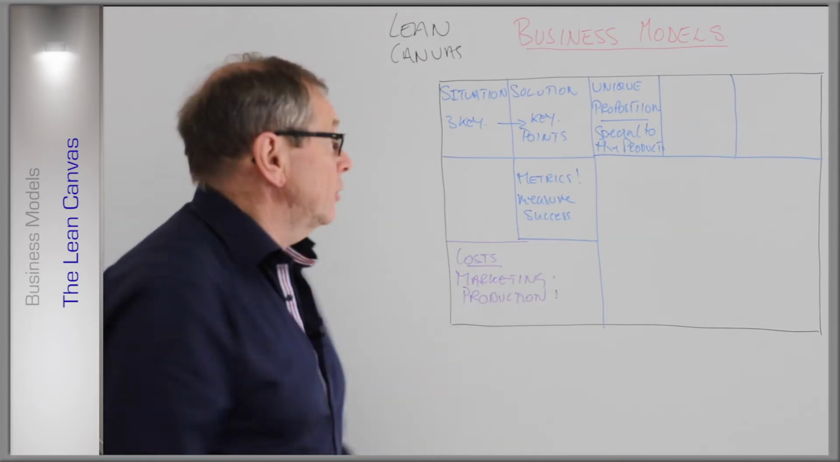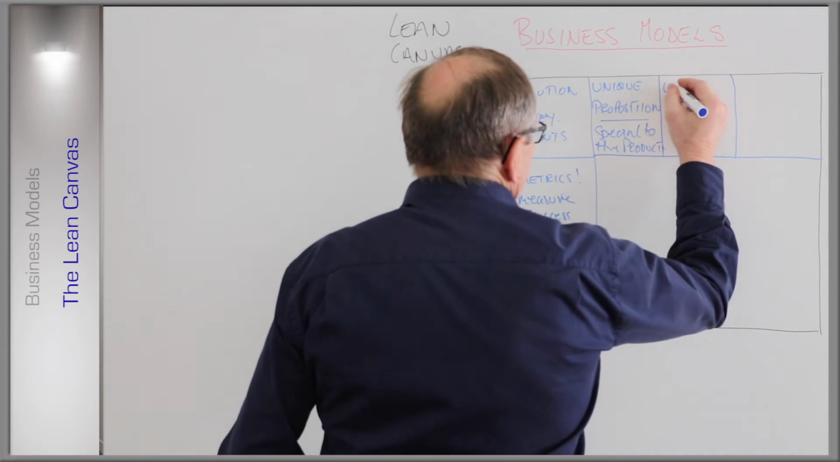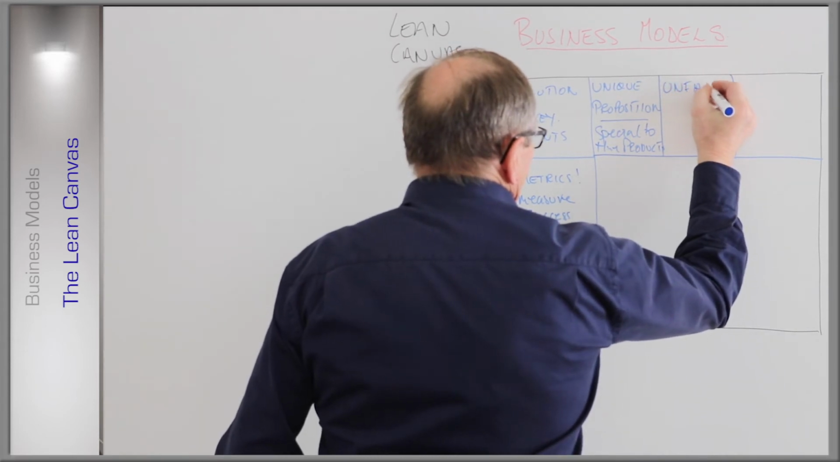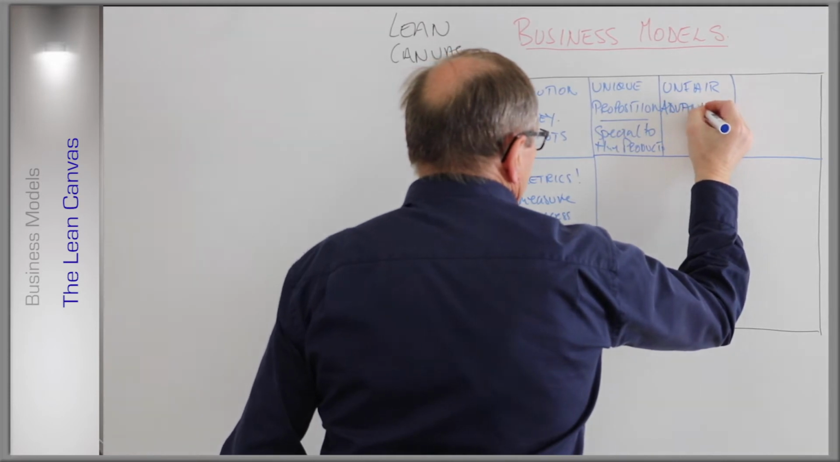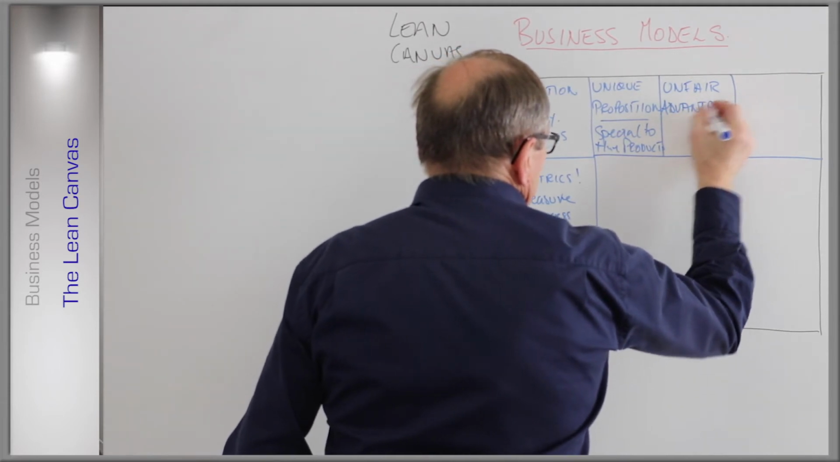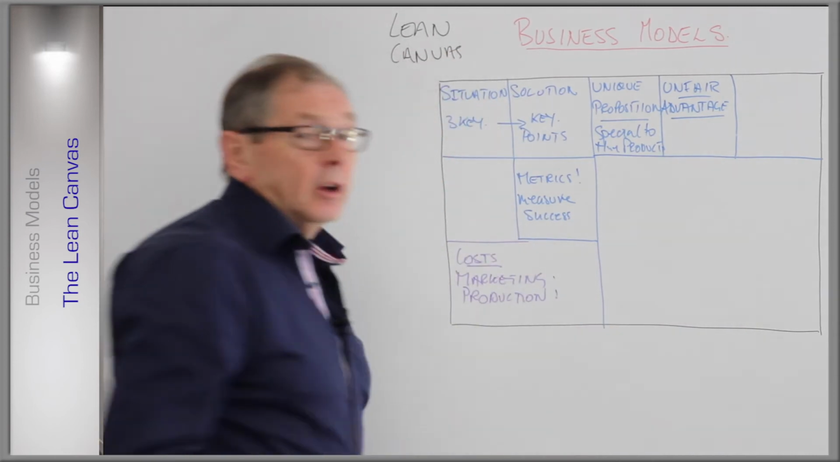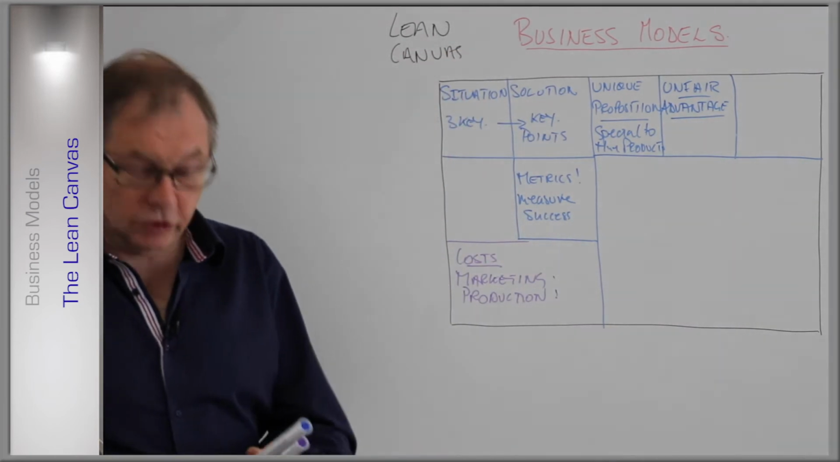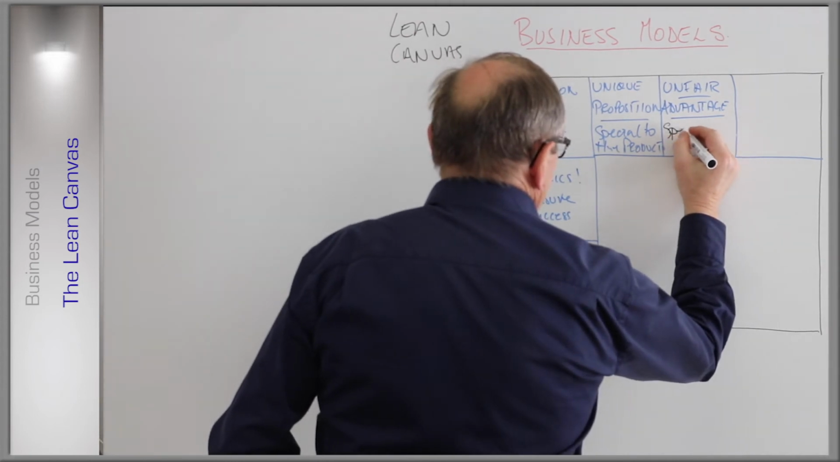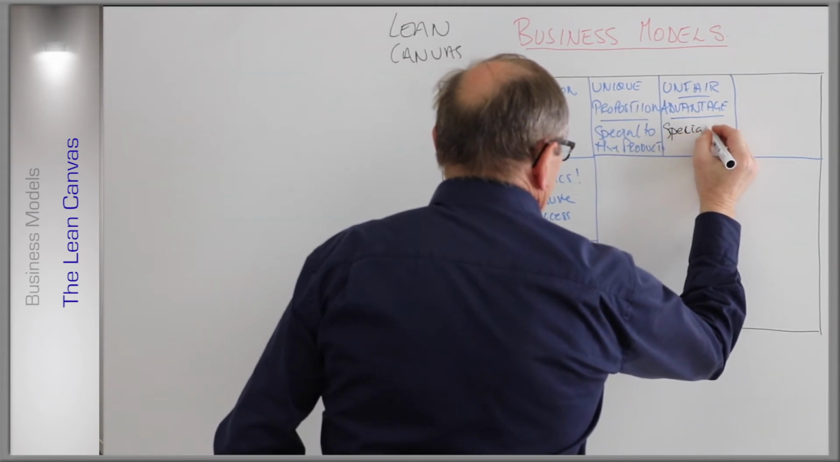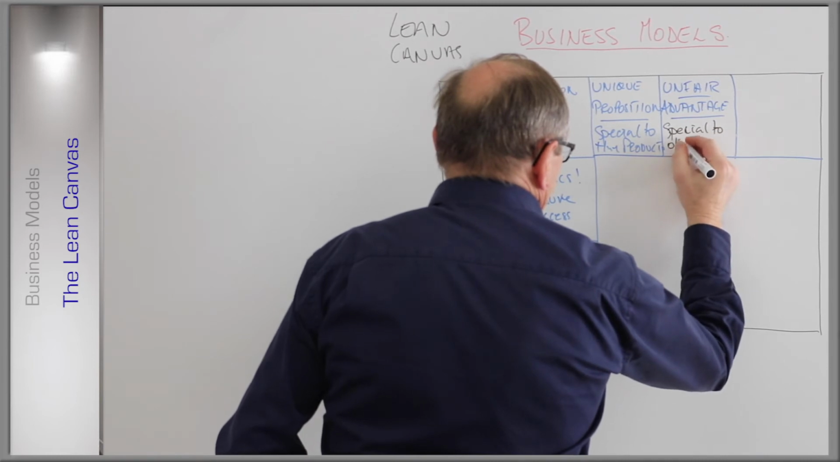And then we look at the other side of things, which is the unfair advantage. What is it that I have, or what is it that the solution has that we can offer that is different to what other people aren't doing? So it's special to us. So again, special to the offering, for example, right?